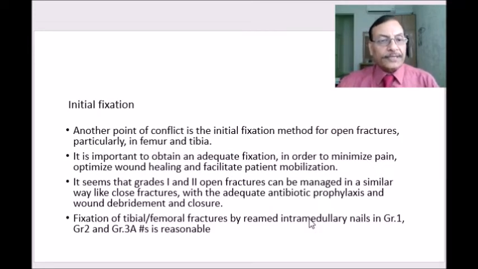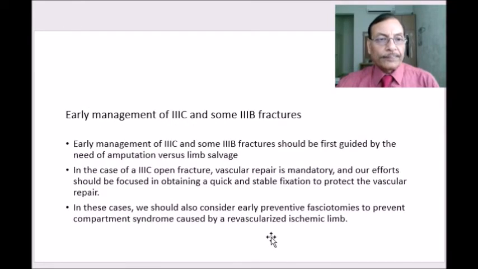So it seems that grade 1 and 2 open fractures can be managed in a similar way like closed fractures, with adequate antibiotic prophylaxis and wound debridement and closure. Fixation of the tibial and femoral fractures by a reamed intramedullary nail in grade 1, grade 2, and grade 3 fractures is quite reasonable. What about the management of grade 3B and grade 3C fractures?